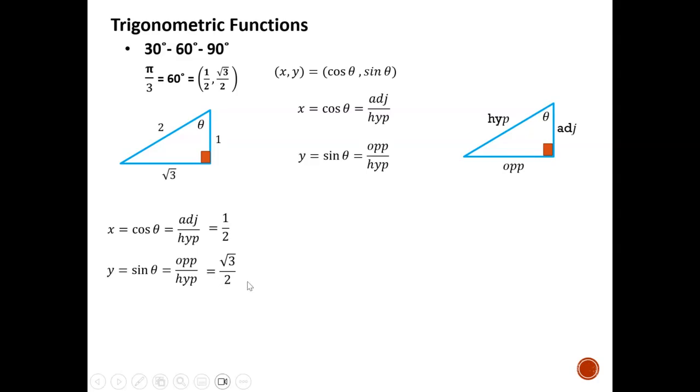Okay? In mathematics, guys, it's always good as an instructor to prove why certain things are the way they are. I know the students at times believe us, right? But at times it's always good to show them the proof where things come from. Okay, now, so pi over 3 is equal to 60 degrees, which is 1/2, square root of 3 over 2. So these points are the ones that are in the unit circle.